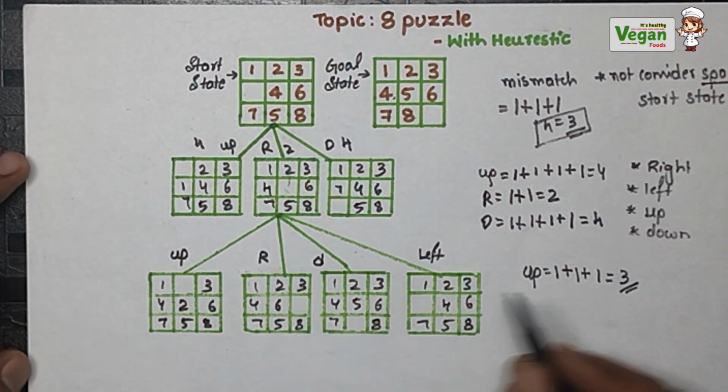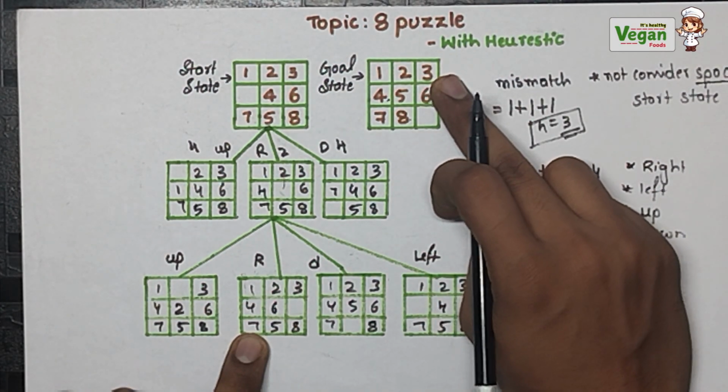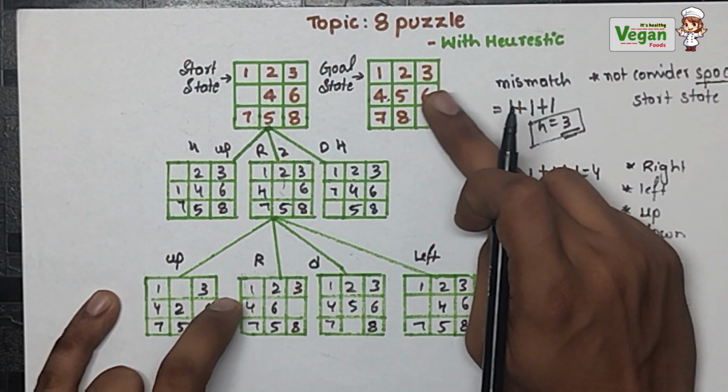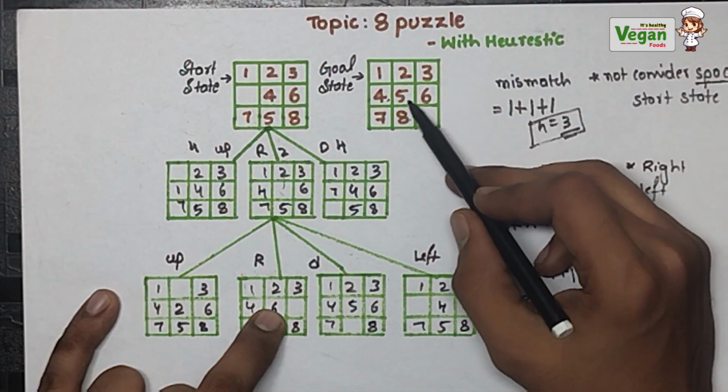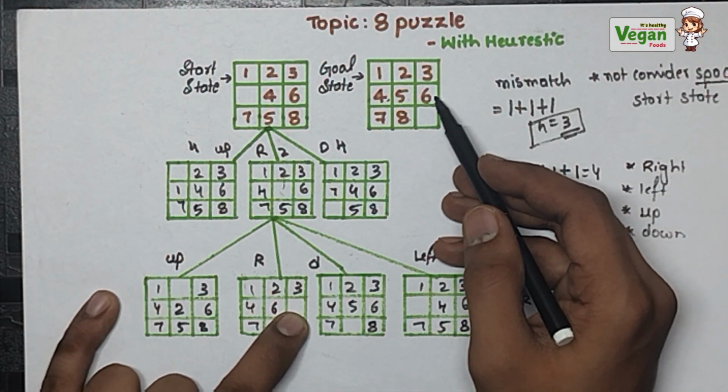Now next, for the right one, consider it as the start state and compare with the goal state. 1 and 1 are same, 2 is same, 3 is same, 4 is same. Here 6 is there, here 5 is there. So 1 mismatch.